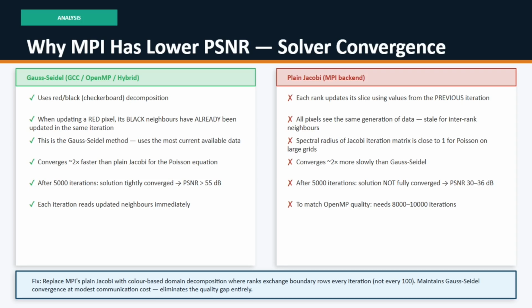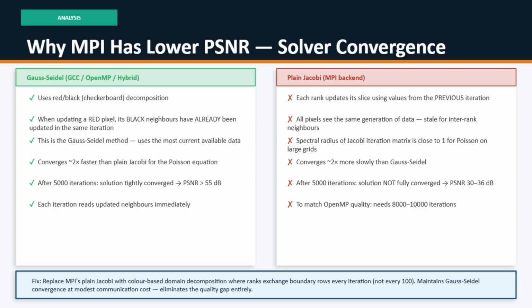OpenMP, hybrid and the GCC implementation use a Gauss-Seidel or red-black implementation, which essentially uses the same spreadsheet, but now we can immediately see what our neighbors wrote this morning. So when we update a red pixel, its black neighbors have already been updated in this very iteration, and essentially we're working with the freshest possible data. It converges roughly 1.9 or 2 times faster than the Jacobi iteration.